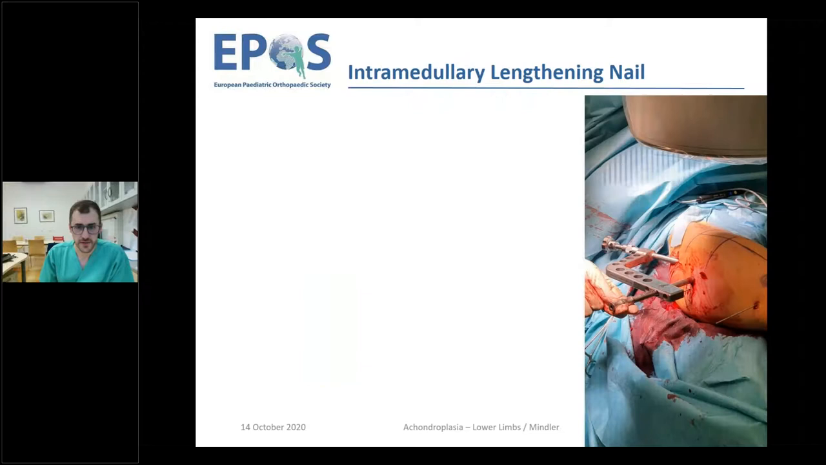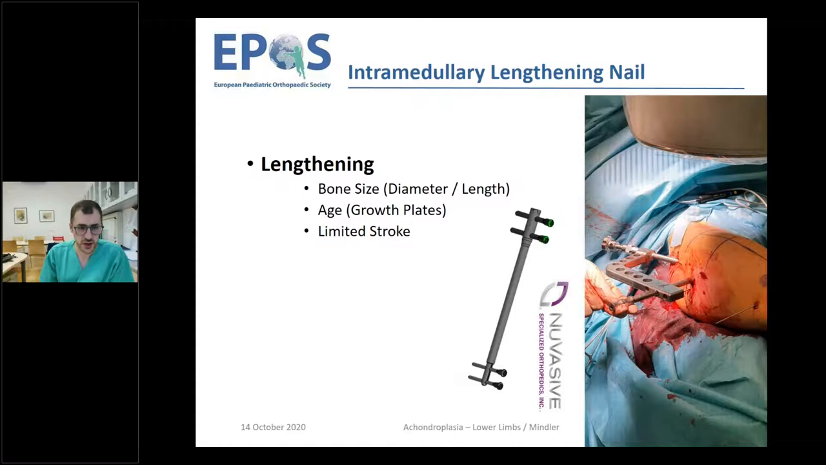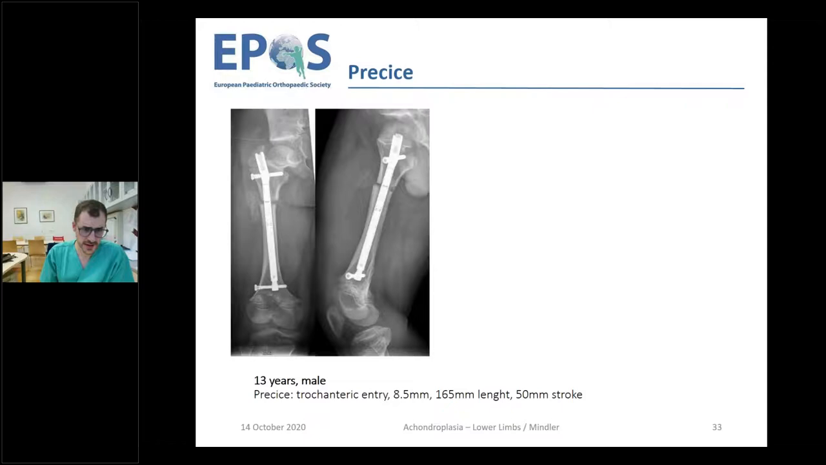And of course, we have intramedullary lengthening nails. We heard about this. The bone size is a big issue in this case. And again, for deformity correction, in my opinion, it's more of a lengthening device in achondroplasia. But of course, it's a nice option to do the lengthening.